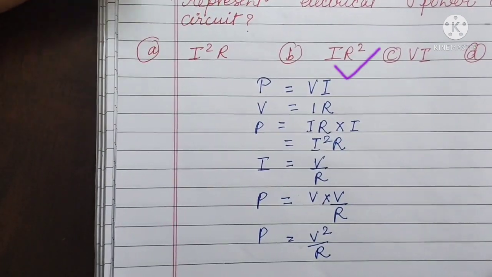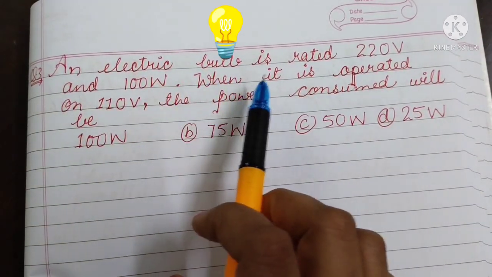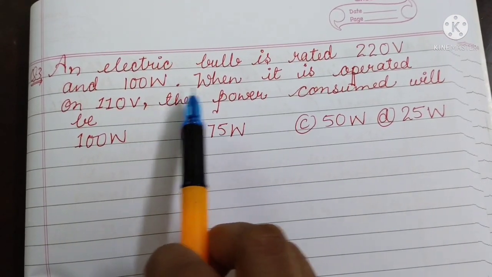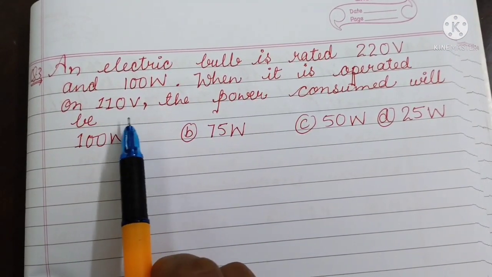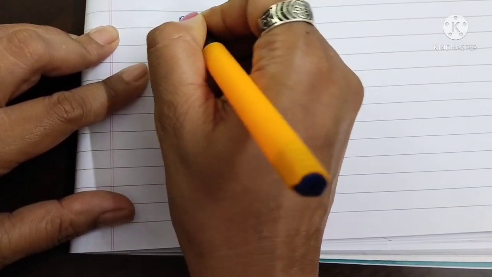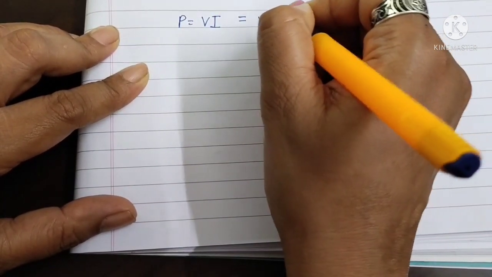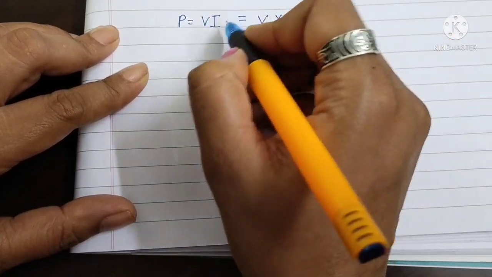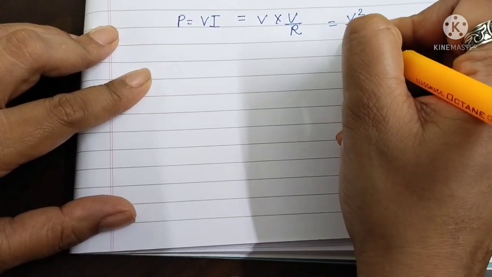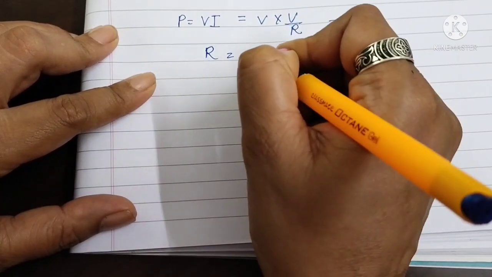Therefore, IR square does not represent the electrical power. Now question number 3 is, an electric bulb is rated 220 volt and 100 watt. When it is operated on 110 volt, the power consumed will be. So P is equal to VI, and we can write V into V by R. We are replacing this I with V by R, and this will be equal to V square by R. Or we can write R equals V square by P.